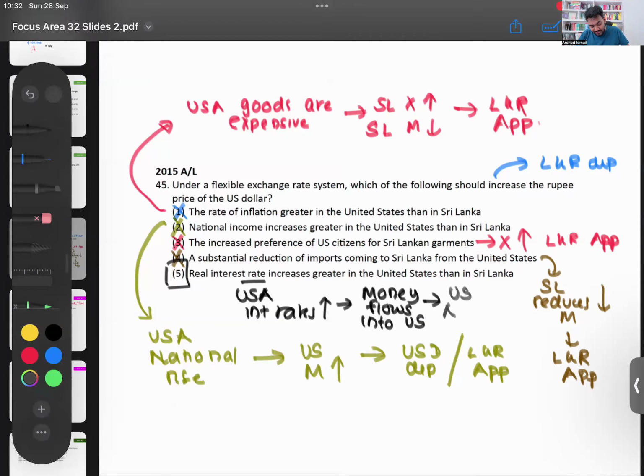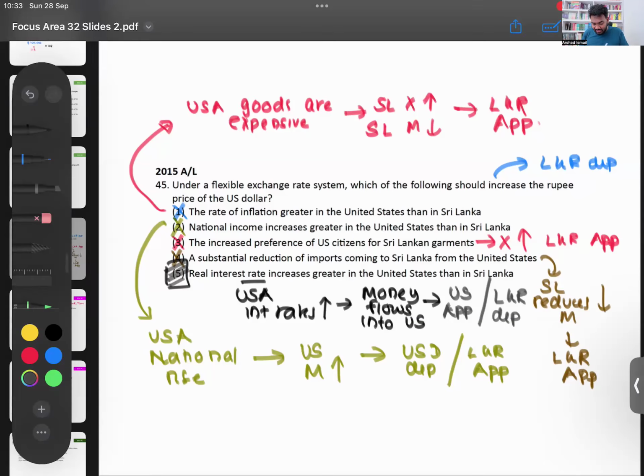So if the US dollar is appreciating, Lamai, what will happen to our Sri Lankan rupee? Sri Lankan rupee will depreciate. So can that be our answer? Yes. Because we are looking for an answer where Sri Lankan rupee depreciates.